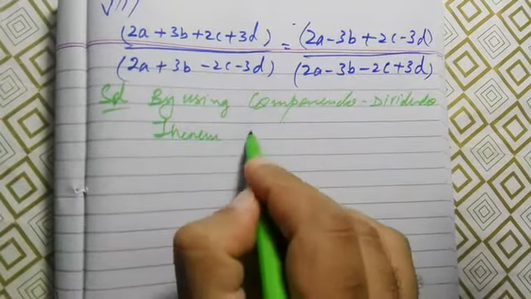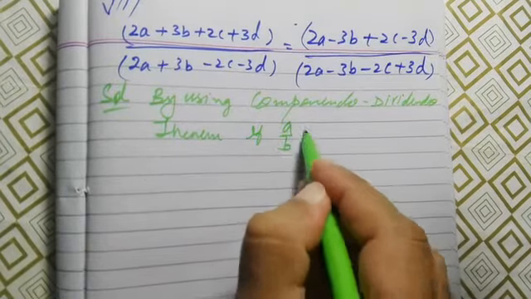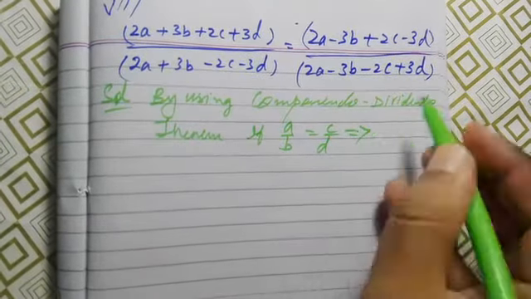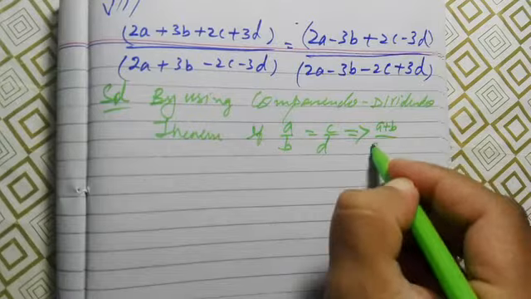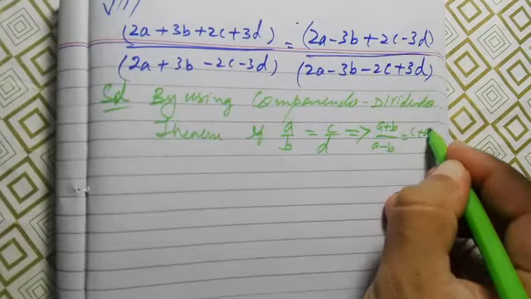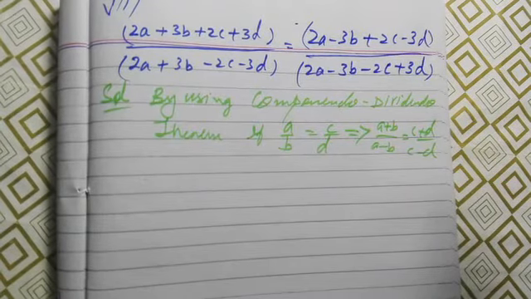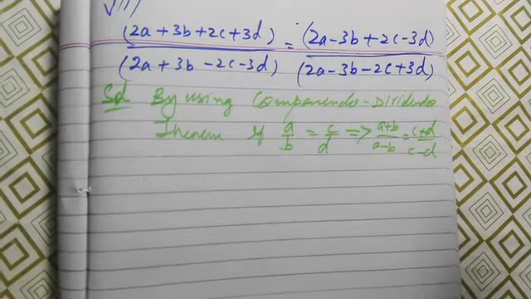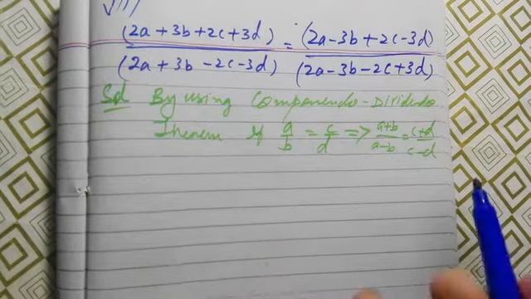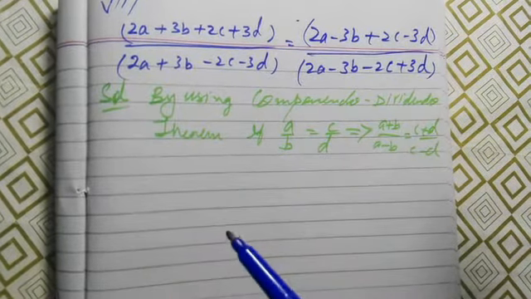Like if A over B is equal to C over D, then this implies that (A plus B) over (A minus B) is equal to (C plus D) over (C minus D). So this is how you will write the solution set. And now we are going to start to apply it.